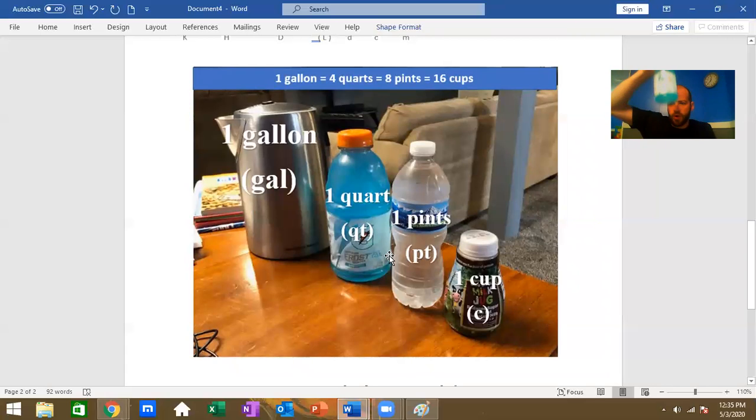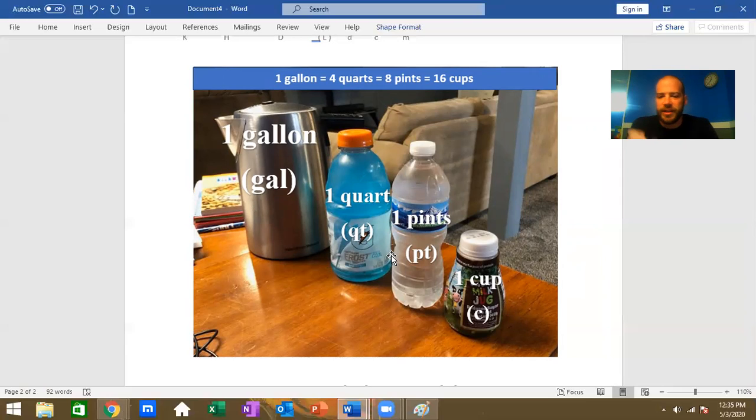Here is a quart, right? It actually takes 4 of these that I could fill this bad boy up. So 4 quarts equals a gallon. And then we have pints right here. It takes 2 pints to equal a quart. So 2 of these is equal to 1 of these. And remember, it takes 4 of these to make a gallon. So how many of these does it take to make a gallon? 8.